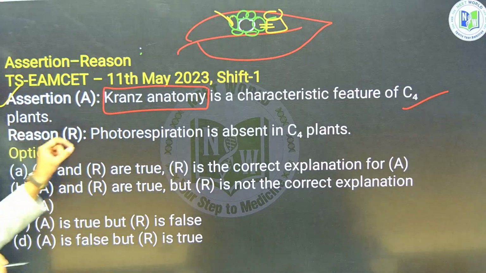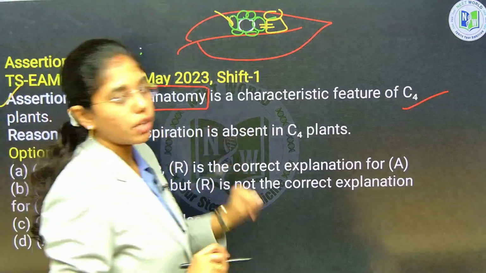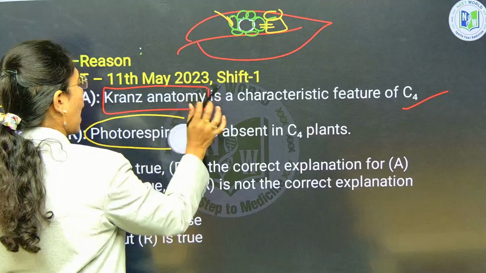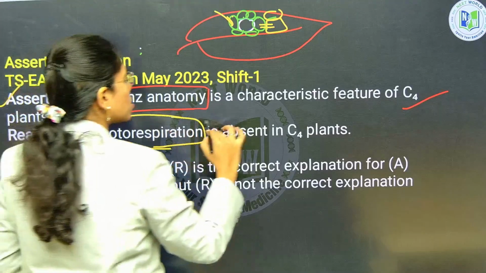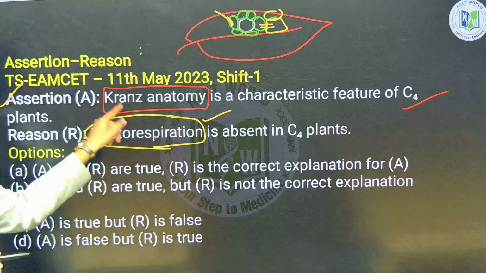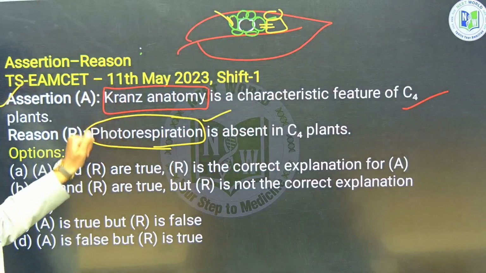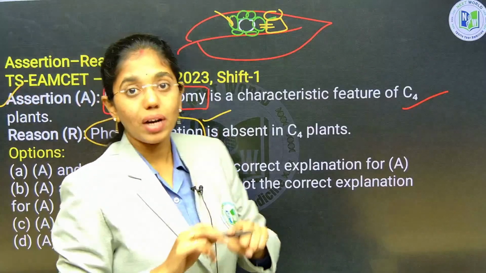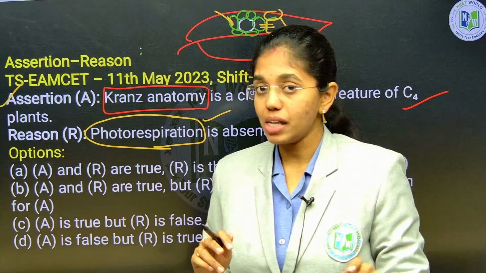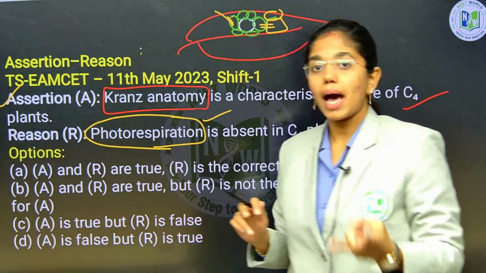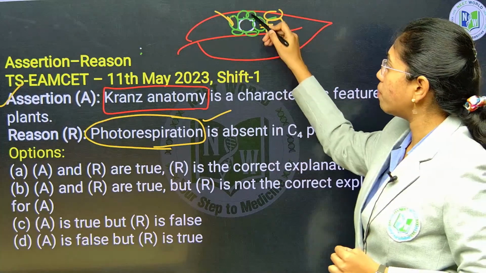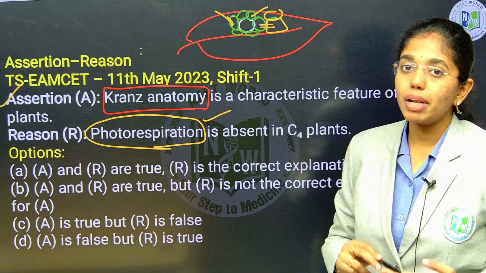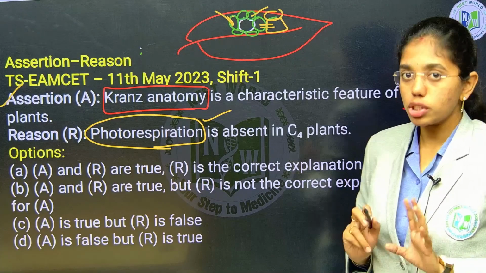Reason: photorespiration is absent in C4 plants. Exactly. Photorespiration happens only in C3 plants. C4 plants are well adapted with Kranz anatomy, wherein inside mesophyll cells primary carboxylation happens by the enzyme PEPcase, and the second time carbon dioxide fixation occurs in bundle sheath cells via Rubisco. So, there is no possibility of photorespiration in C4 plants.